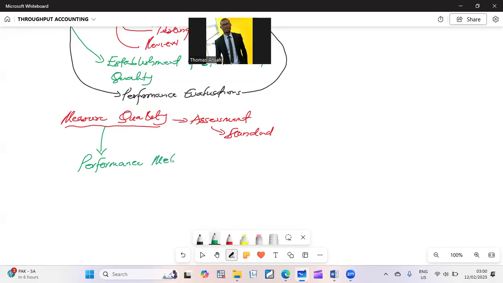You need to get some performance metrics. Performance metrics that are going to be used to measure the standard. So you have something like reliability. Are your products reliable? Is it durable? So you test these things. Durability. These are very good measures that you can use to test.